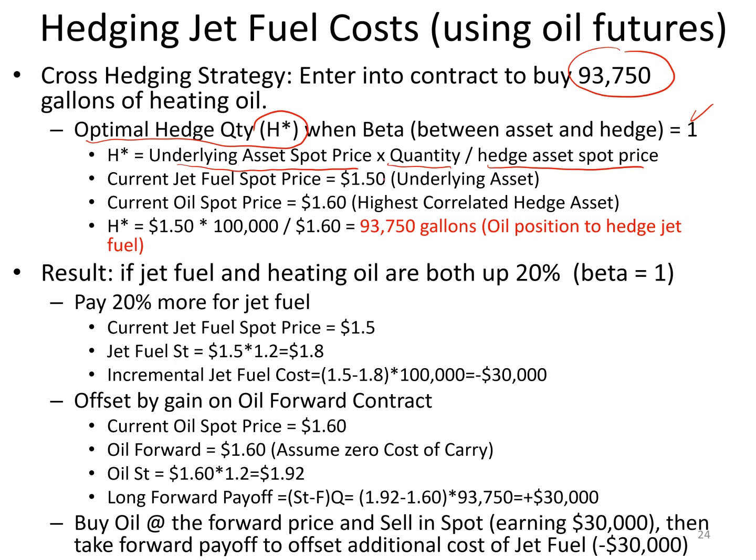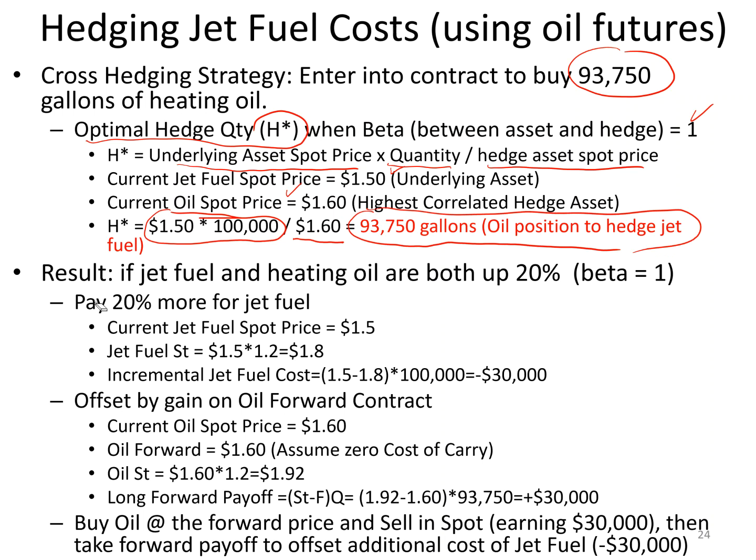So if jet fuel is selling for $1.50 and heating oil is selling for $1.60, I'll simply take the value of that jet fuel today, divide it by the price of heating oil today, and determine the optimal hedge quantity. Hedging is the purchase of 93,750 gallons of heating oil for a 1 year delivery.